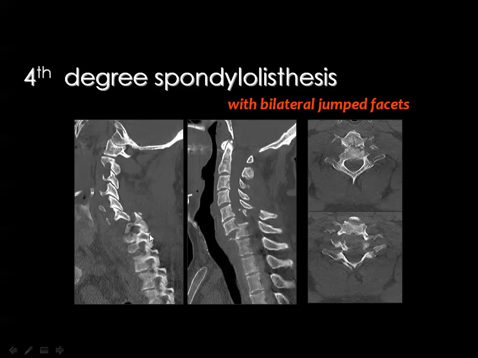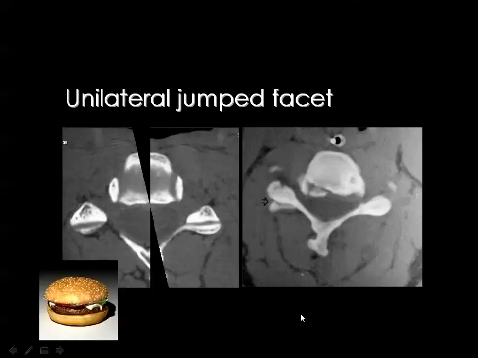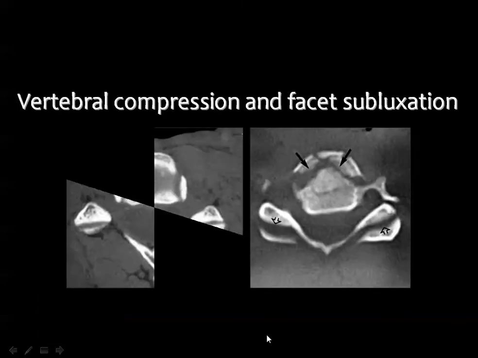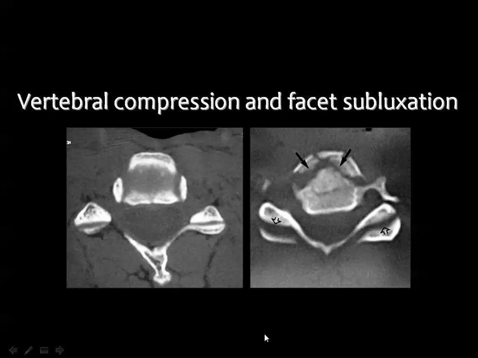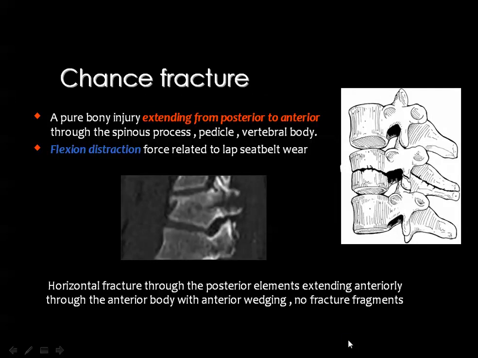Then there is facet locking here, and this can be appreciated in the sagittal as well as in the axial images. This is the normal relation of the articular facets bilaterally, and this is facet locking on the right side with normal appearance of the facet on the left side. Then sometimes by trauma, you get only widening of the facet joint with maintained relation of the articular facets, and this is diagnosed as facet joint subluxation.